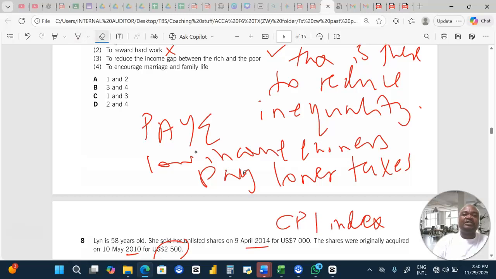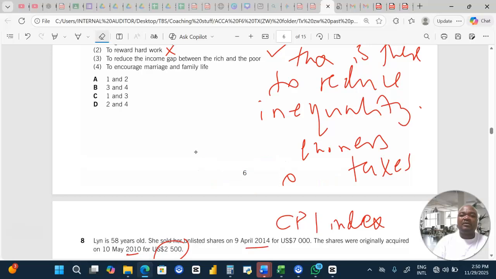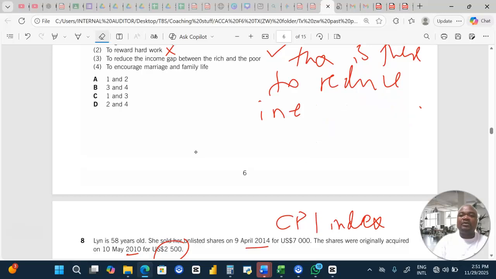Let me try to tidy up the space. Sorry to eat much of your time.